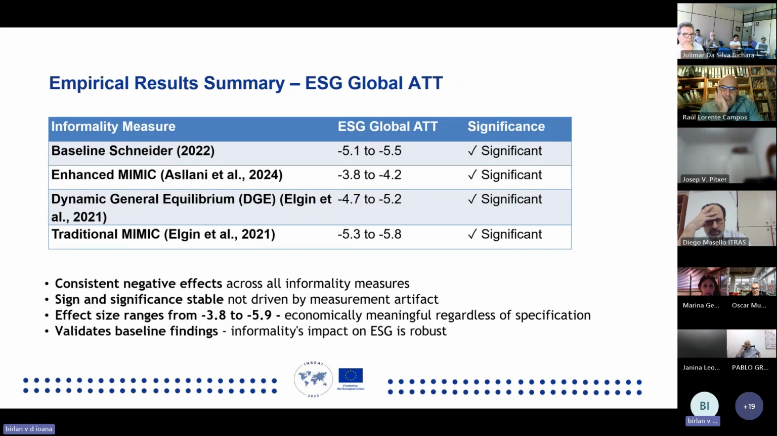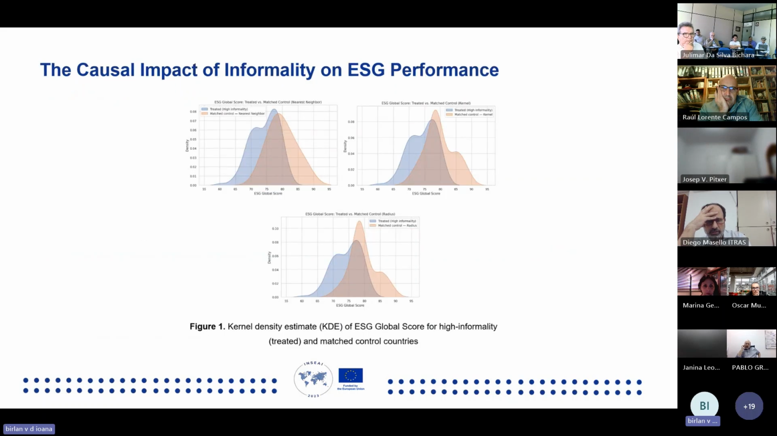And when we wanted to see the kernel matching before and after, we see this effect. So even after matching, the informal economy still has an effect on the ESG score. So it still affects sustainability.